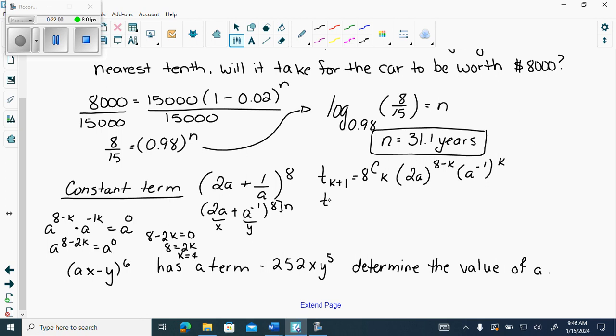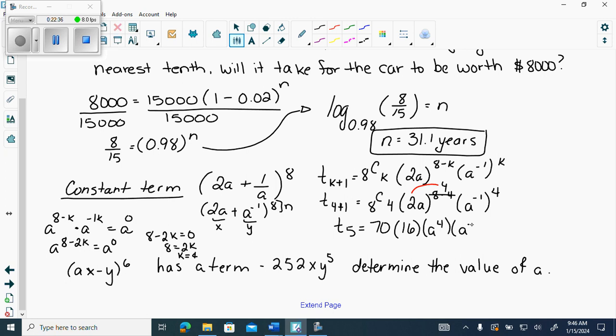So now I have t 4 plus 1. Now if I ask you for the term number that is the constant, you would say 5, correct? This time I asked you for the constant term, so you actually have to find the whole thing. So you get 8C4, (2a) to the 8 minus 4, (a to the negative 1) to the 4. 8C4 is what? 70. And then we have to remember to distribute through. So 2 to the 4 is actually 16. I put it in brackets, whatever. A to the 4. Then this is a to the negative 4, and then those cancel, which is what we need. And 70 times 16? 1,120.